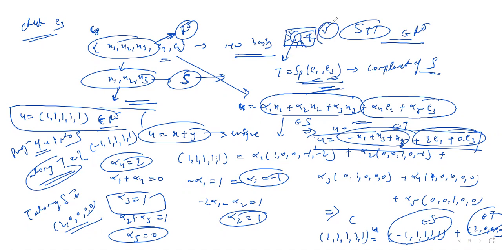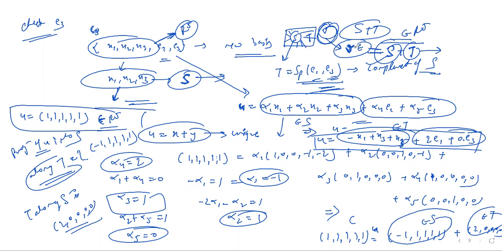We are taking a vector from the vector space V, and we are writing this vector in the format of S plus T, where S is the subspace and T is its complement. So it will generate the whole vector space V. Why are we taking its complement?